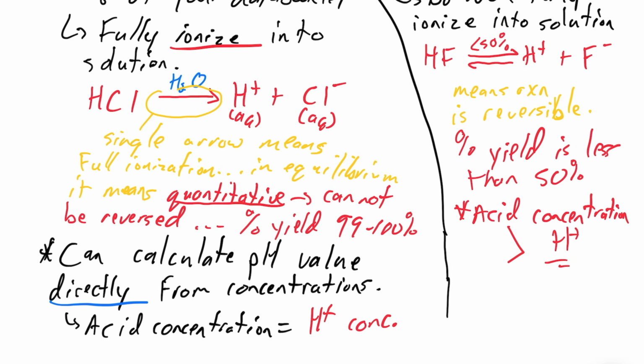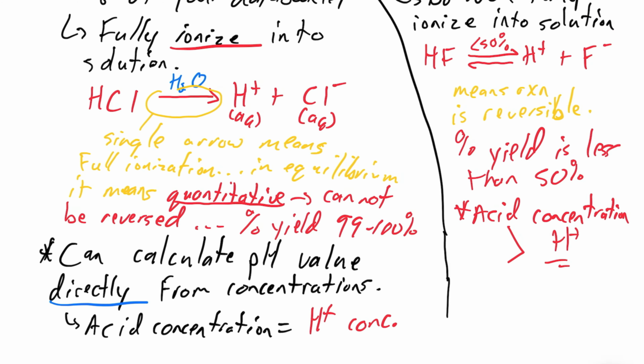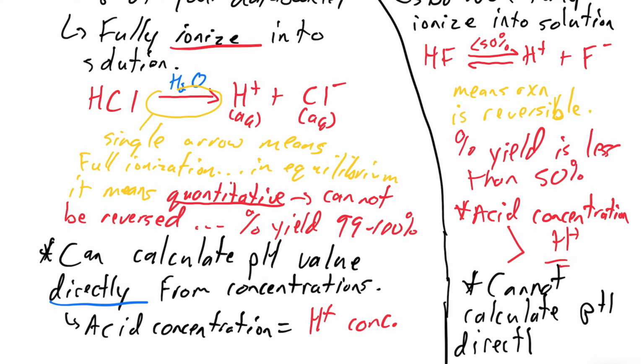And so with these ones, we cannot calculate pH directly from concentrations. Okay, and we have to deal with these guys a little differently. We've never dealt with them before in terms of pH calculations in Chem-20, but we will deal with them in Chem-30 and show you how that works.